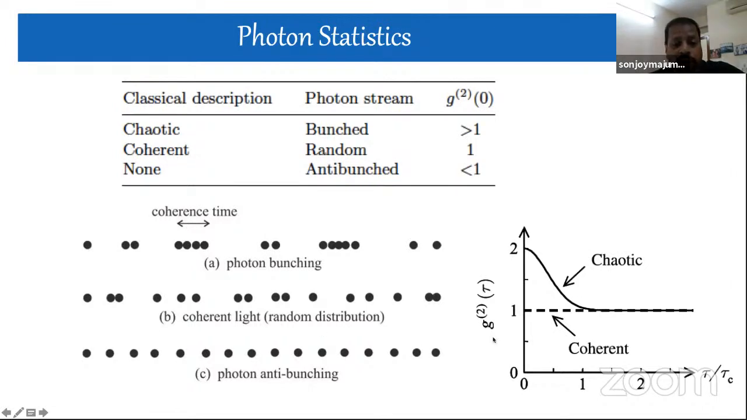And that is called anti-bunching. So to see the quantum scenario of the photon or the light, we should look at the second order correlation function being less than 1, and that is the case where anti-bunching is formed, and we can say that it is an anti-bunching distribution.